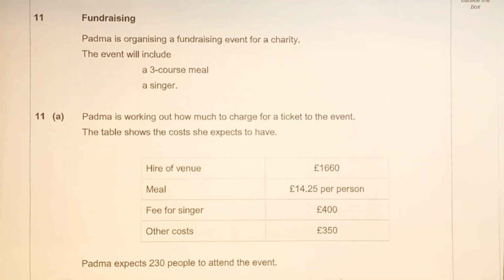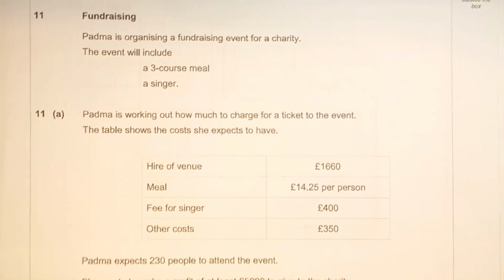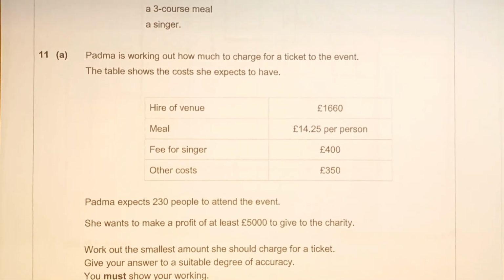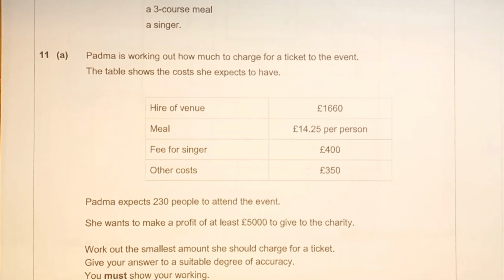Okay, question 11. Fundraising. Padma is organising a fundraising event for a charity. The event will include a 3-course meal and a singer. Let's move this up. Padma is working out how much to charge for a ticket to the event. The table shows the costs she expects to have.